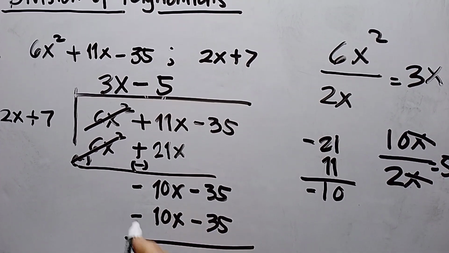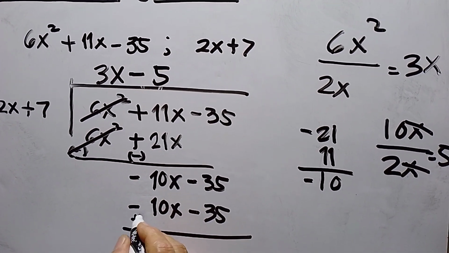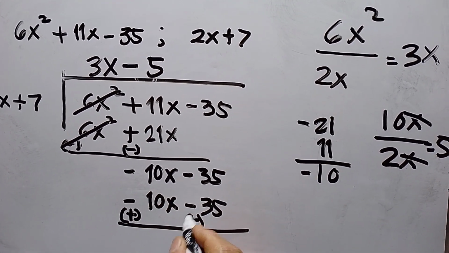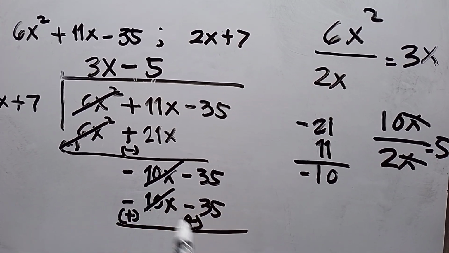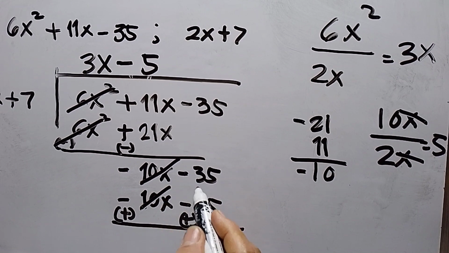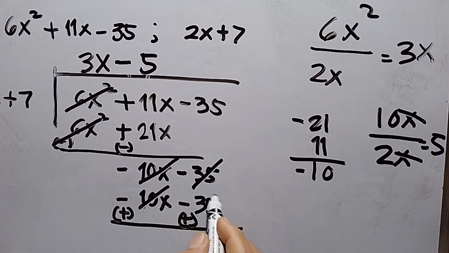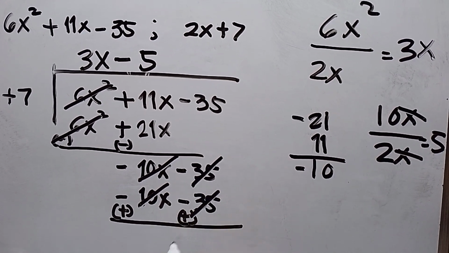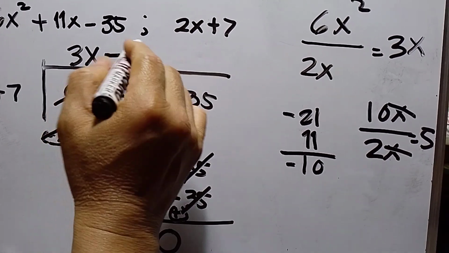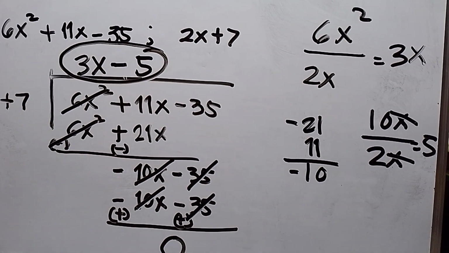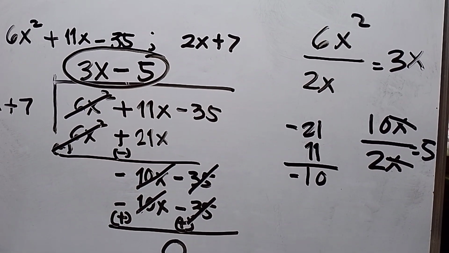Again, we need to change the sign of the product. This will be positive and this will also be positive. So negative 10x and then positive 10x will be crossed out. So negative 35 and then positive 35 will be crossed out. So the remainder here is 0. So my answer, or the quotient, for number 1 is 3x minus 5.